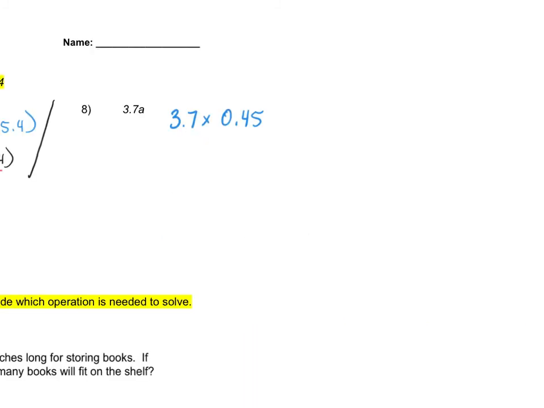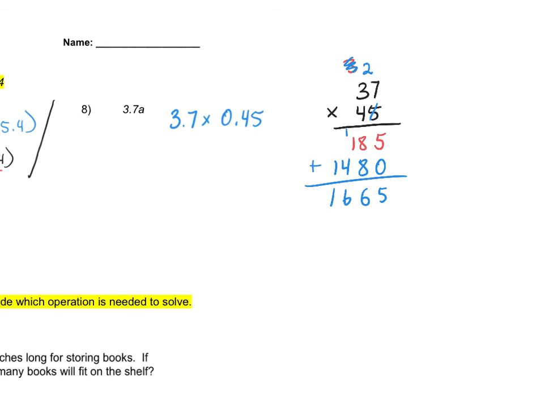For number 8, I'm multiplying 3.7 times 4,500, so I'm going to ignore those signs and just go ahead and multiply. Once I get my answer here, now I'm going to add that decimal back in. 1, 2, 3 spaces. 1, 2, 3 spaces. So your final answer should be 1.665.